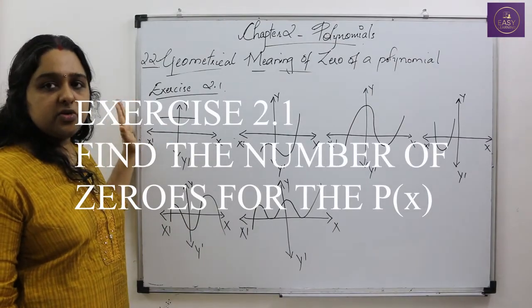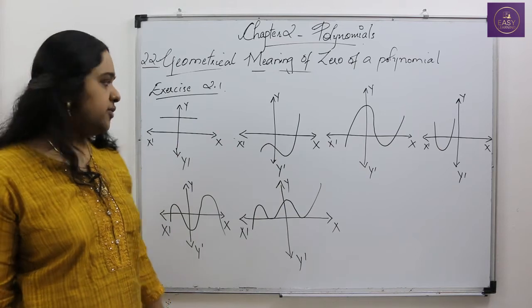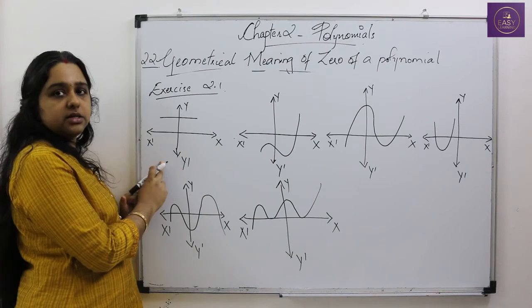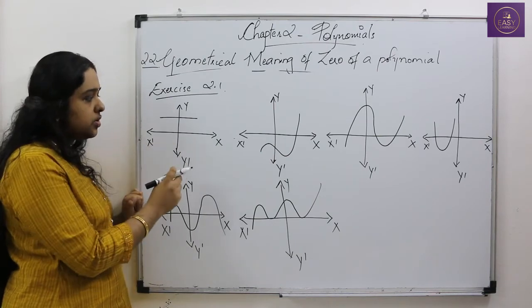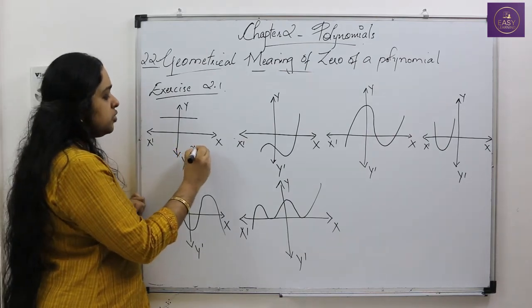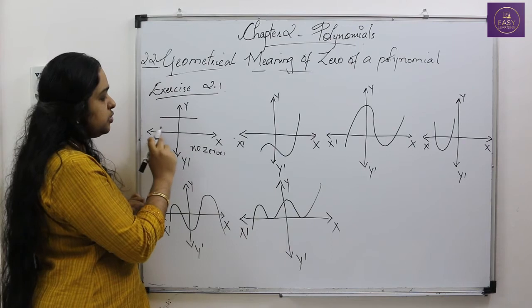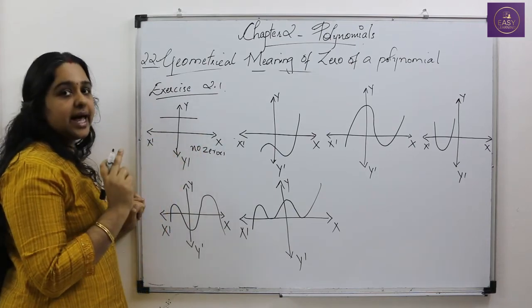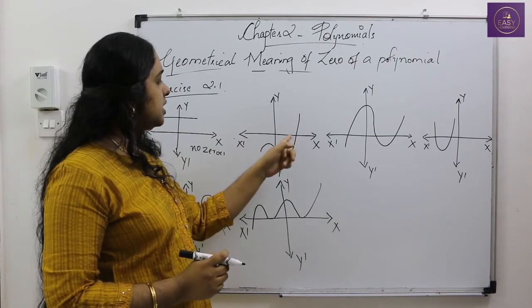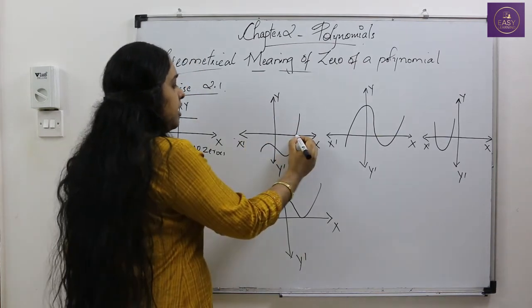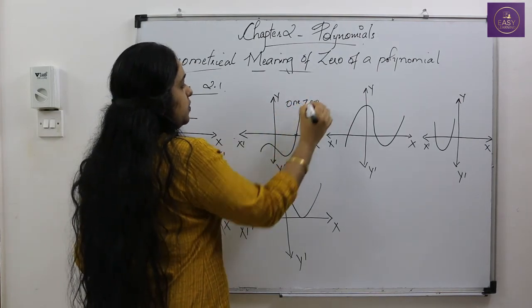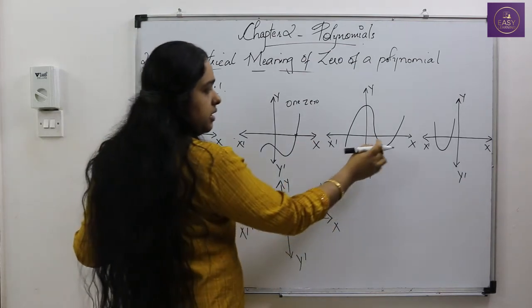This is our exercise 2.1. We need to find the number of zeros for each of these graphs of p of x. First question: how many zeros are there in this graph? Is there any line cutting your x-axis? No. So there are no zeros. There is no line cutting our x-axis. Question number 2. How many points does it cut our x-axis? Only 1 point. So how many zeros are there? 1 zero.